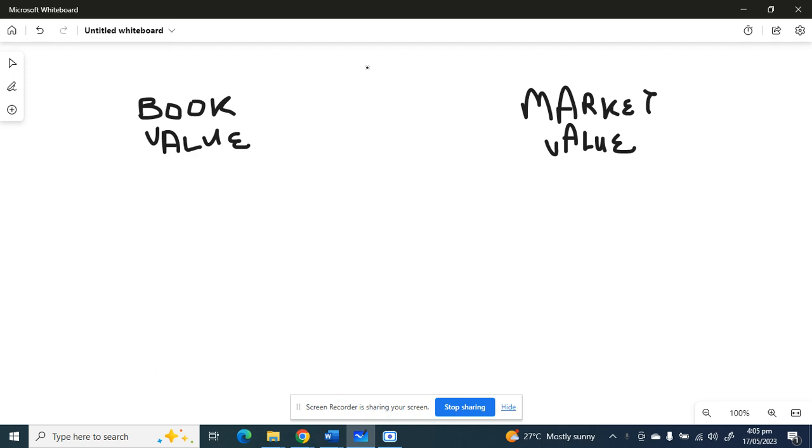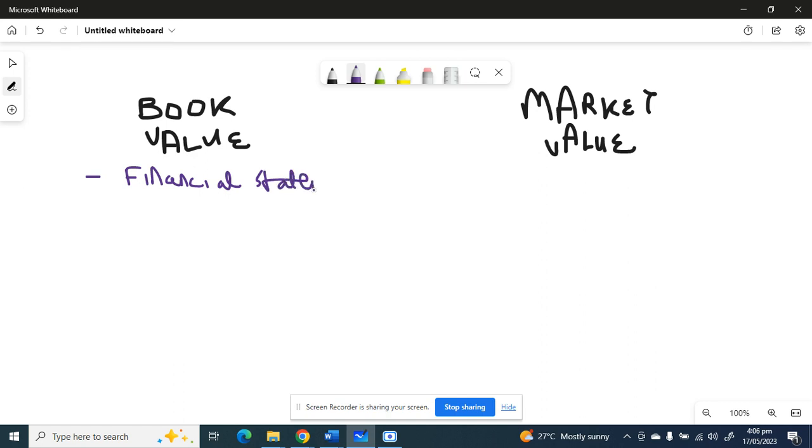All right. So, the book value. This is according to the book value of equity. This is according to the financial statements, to be specific, the balance sheet. So this is according to the financial statements of the company. Okay, the balance sheet.